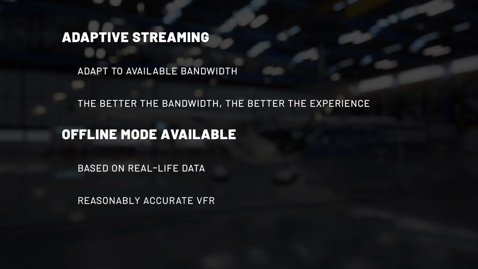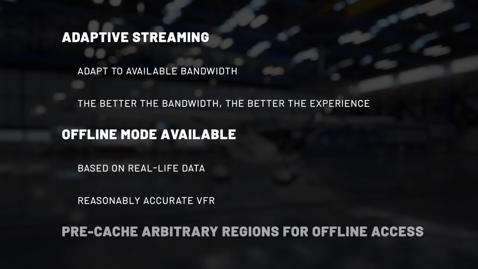And the third point is that we can pre-cache arbitrary regions of the world. What this means is that you can select regions of the world that you want to pre-cache, and you can access them in an offline setting while still having the same quality you would enjoy in an online setting.